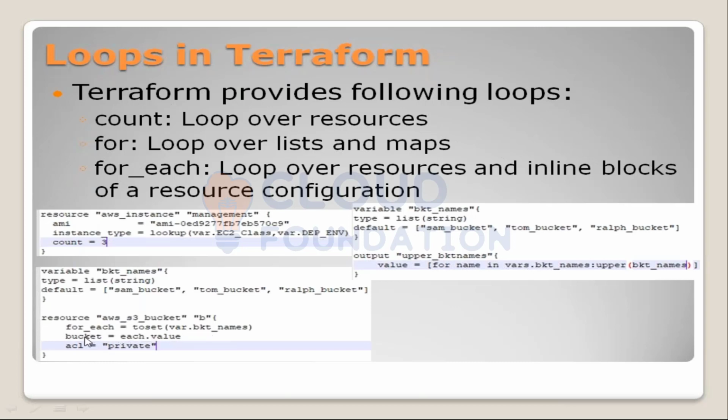What I'm doing is I'm putting the value for the bucket name using this for each loop. ACL I'm keeping private for everything. You see nowhere have I written a for loop outside the resource. Only inside the resource I have written the for each, and I've given the bucket name a value.